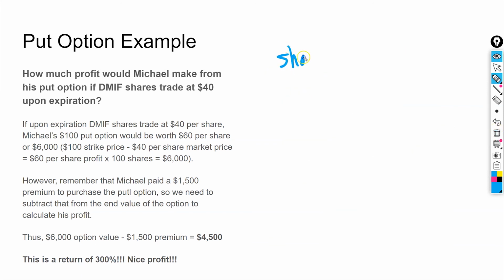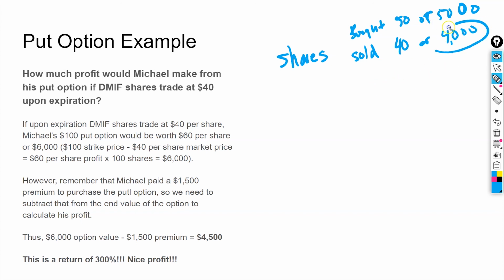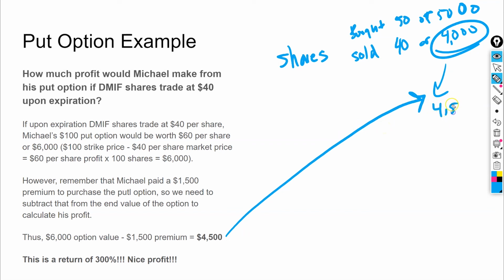So his shares, he bought at 50, or $5,000 because he bought 100 of them. And now let's say he sells them at 40, goes all the way down. So that's $4,000. Let's say he collects $4,000. But as you can see, his put option made $4,500 in profit.